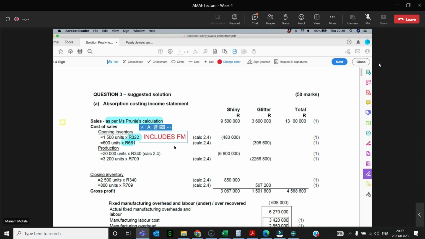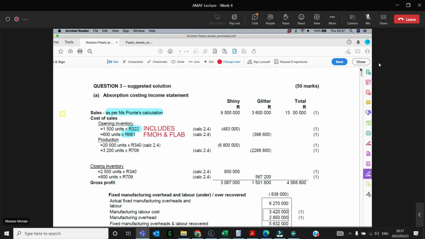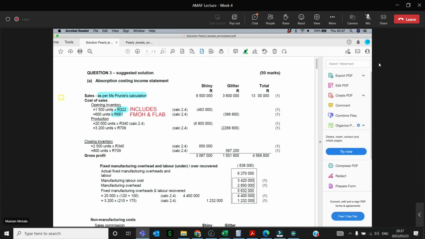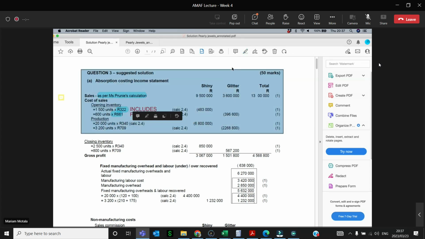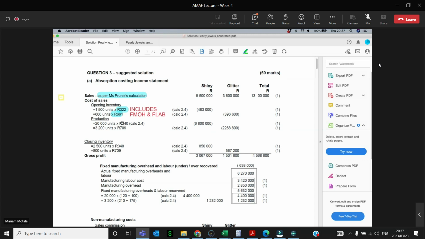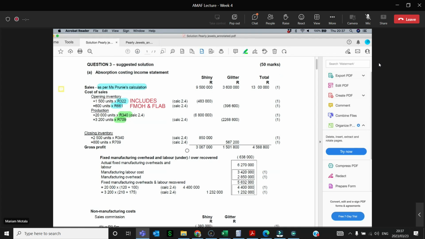It includes fixed manufacturing overheads, and what else? Our fixed labor costs. Similarly to production and to closing inventory, we needed to arrive at the 340. We needed to arrive at the 340 and the 709. Once we got there, you would have come up to your gross profit.